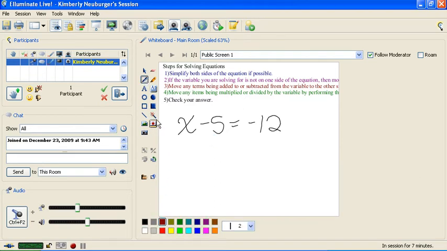So since this step is in red here, I'm going to do the step in red so you can have everything color coded. We currently have x minus 5 on the left hand side.